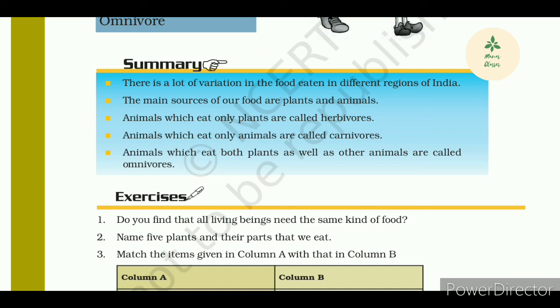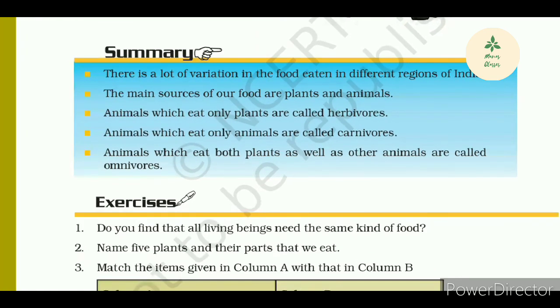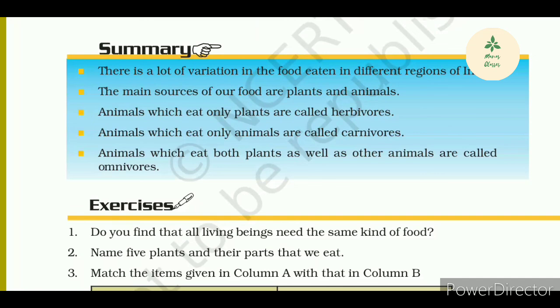Look at this point, summary. You may take a screenshot right now, and there is homework for you. You have to write the whole summary, because summary is very important to understand what is in a chapter.